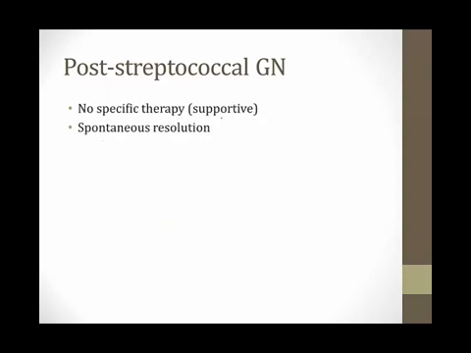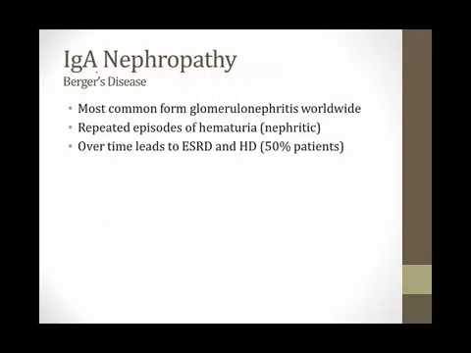Therapy for this disorder is supportive, meaning there's no specific therapy, and for those patients that recover, spontaneous resolution occurs over time. Our next cause of the nephritic syndrome is IgA nephropathy, which is also called Berger's disease. This is the most common form of glomerulonephritis worldwide. It typically presents with repeated episodes of hematuria due to the nephritic syndrome, and over time it leads to end-stage renal disease and hemodialysis in about half of patients.